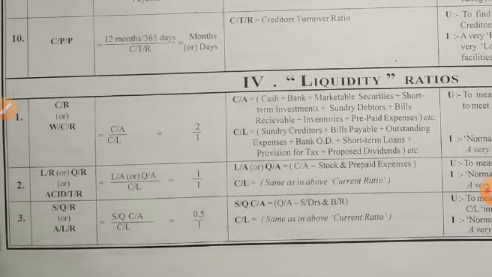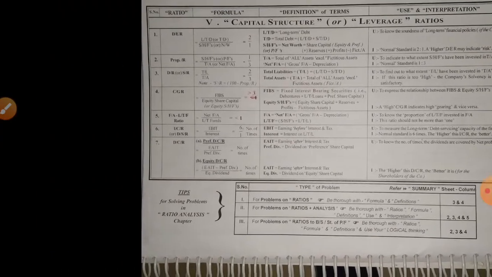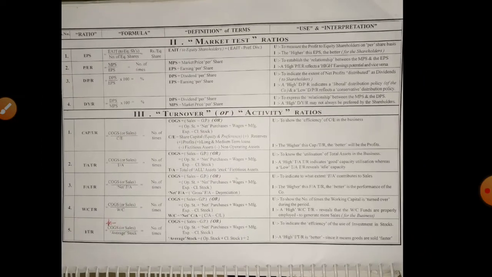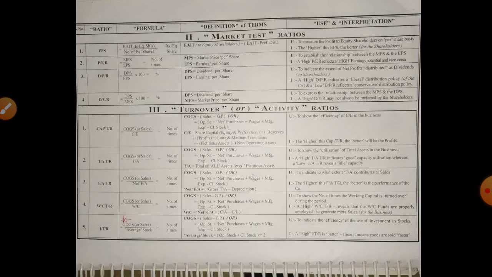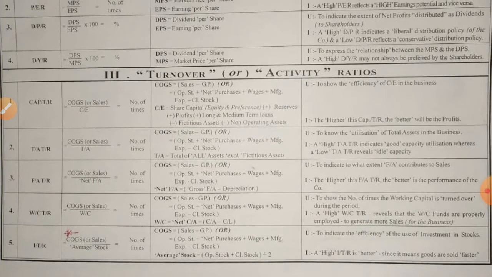Let us go to our next ratio, that is turnover ratios or activity ratios or performance ratios. There are many turnover ratios, but it is easy to remember them if we have some logic behind it. If we understand the logic, we can easily remember the ratios.